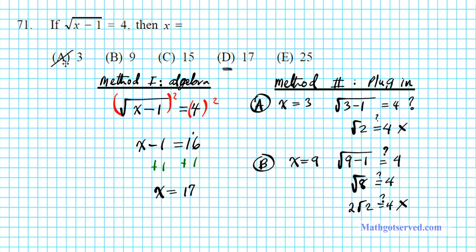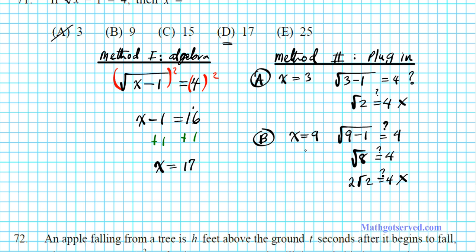You see how long it's taken? If the answer were option A, this would be very fast. You just plug it in and then you're done. But you see how long this process is taking because our answer is not option A. Okay, so let's go ahead and test C. C is x equals 15. So the question is, is the square root of 15 minus 1 equal to 4? If you work this out, is the square root of 14 equal to 4? The answer is no, so option C is not the answer.